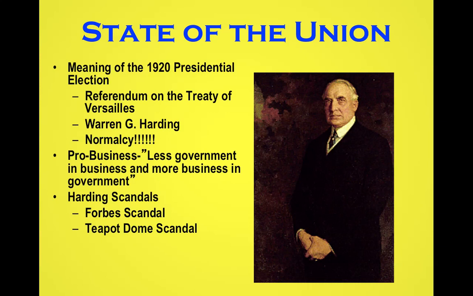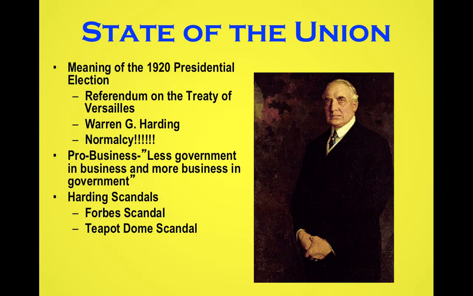Scandals in the administration during this time: he set up his administration with many of his cronies, in other words, friends. They were called the Ohio Gang. Some referred to them as the president's poker-playing cronies, who would soon cause a great deal of embarrassment for Harding. Two of the particular scandals.